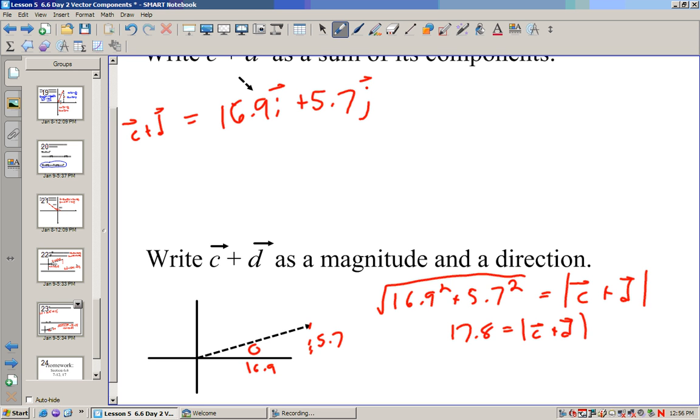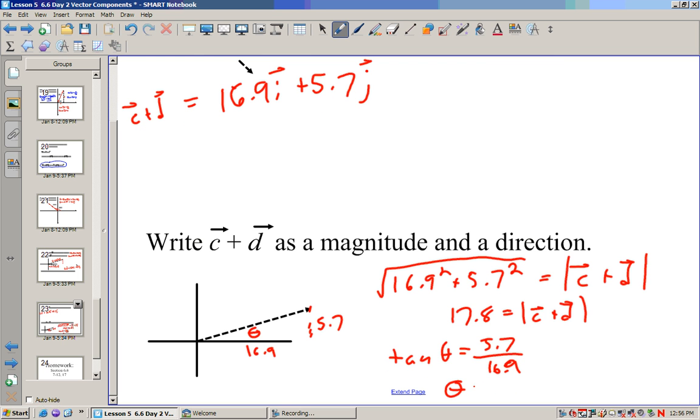Now my direction, that's theta, I would get by taking tangent of theta is equal to 5.7 over 16.9. Here I could just take the inverse tangent because it is between 0 and 90. So that angle theta is 18.6 degrees.